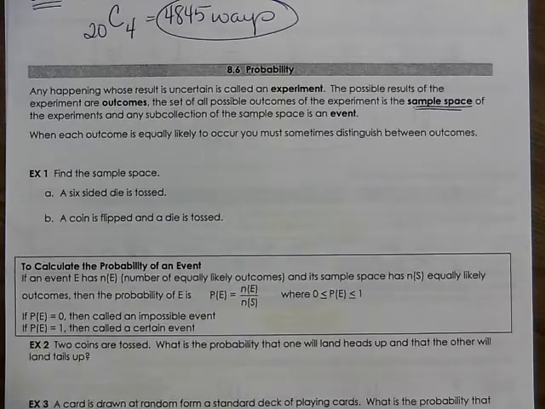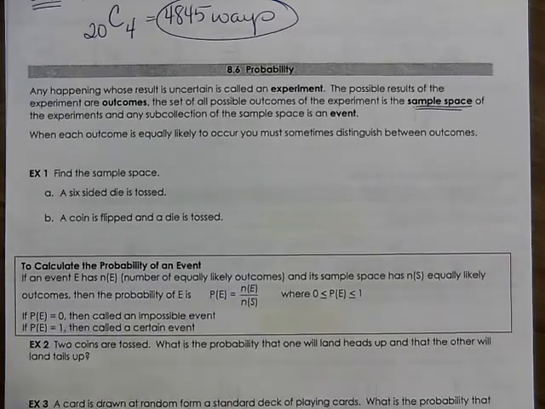When each outcome is equally likely to occur, you sometimes have to distinguish between the choices or between the outcomes. So we'll keep that in mind if there's any overlapping or anything like that. So when you're asked to find the sample space, all you have to do is talk about what kind of outcomes are going to occur.